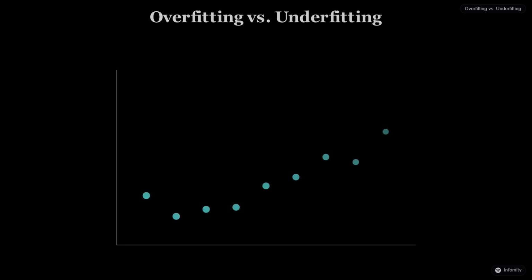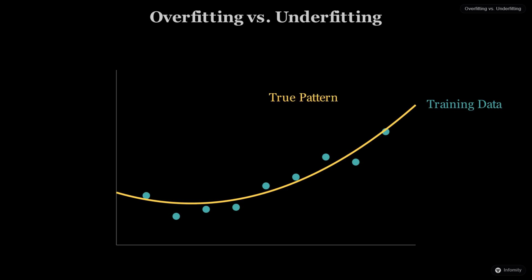When building machine learning models, our primary goal is to teach them to understand patterns hidden within data. This process, known as model fitting, involves adjusting the model's parameters so its predictions align as closely as possible with the observed data points. Imagine we have a set of data points, and we want to find a curve that best represents their underlying relationship. The better our model fits the data, the more accurately it can make predictions on new, unseen information.